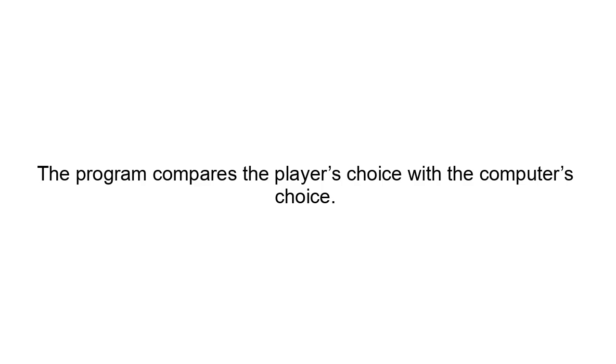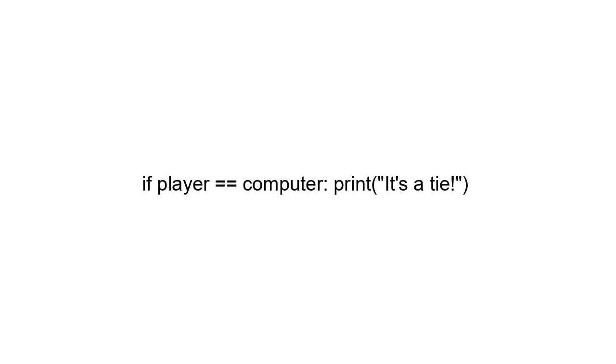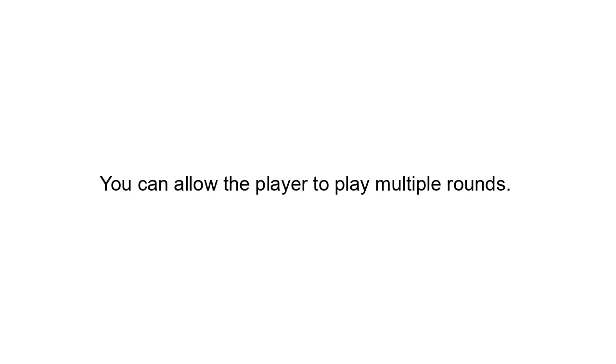Step 5: determine the winner. The program compares the player's choice with the computer's choice. Example: if player equals computer, print "It's a tie." Conditional statements determine the result.